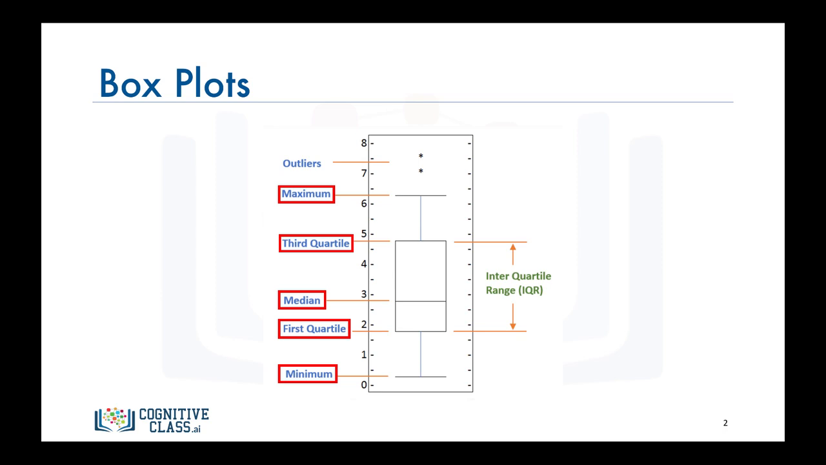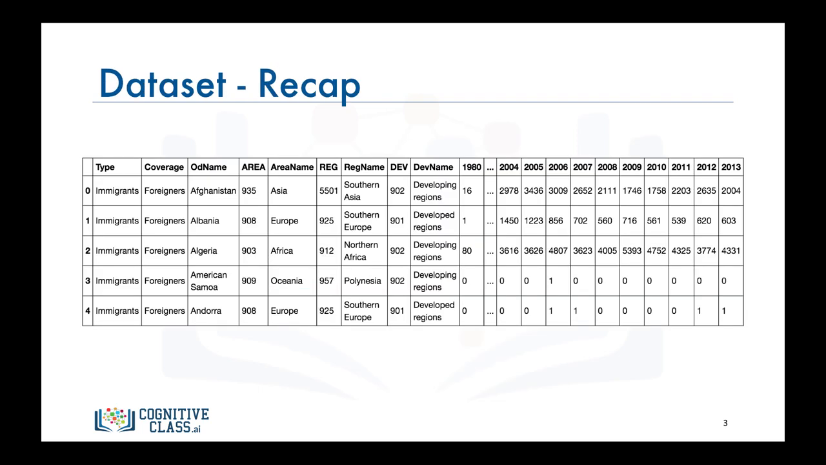Now let's see how we can create a box plot with Matplotlib. Before we go over the code to do that, let's do a quick recap of our data set. Recall that each row represents a country and contains metadata about the country, such as where it is located geographically and whether it is developing or developed. Each row also contains numerical figures of annual immigration from that country to Canada from 1980 to 2013.